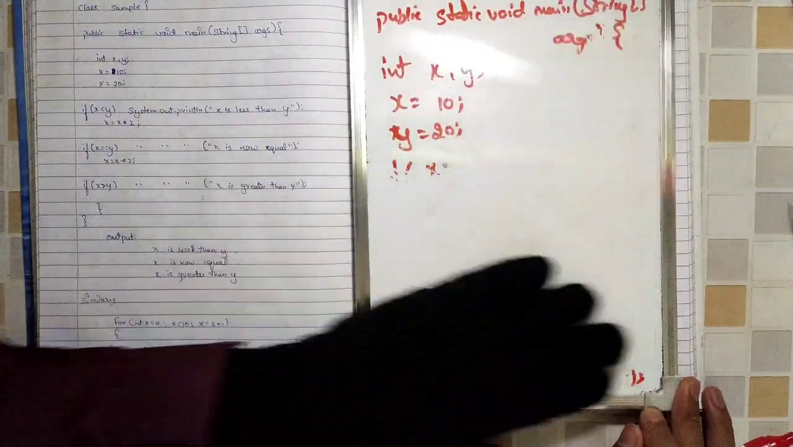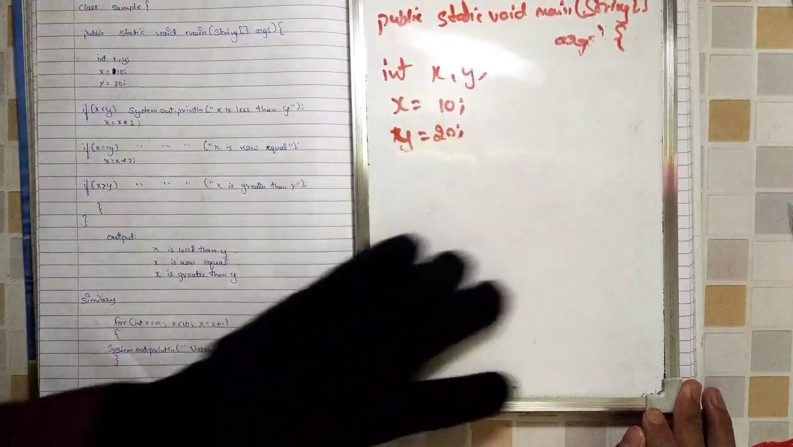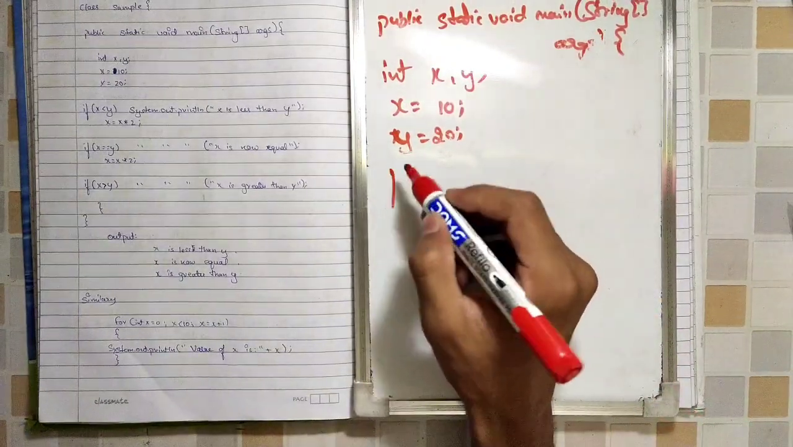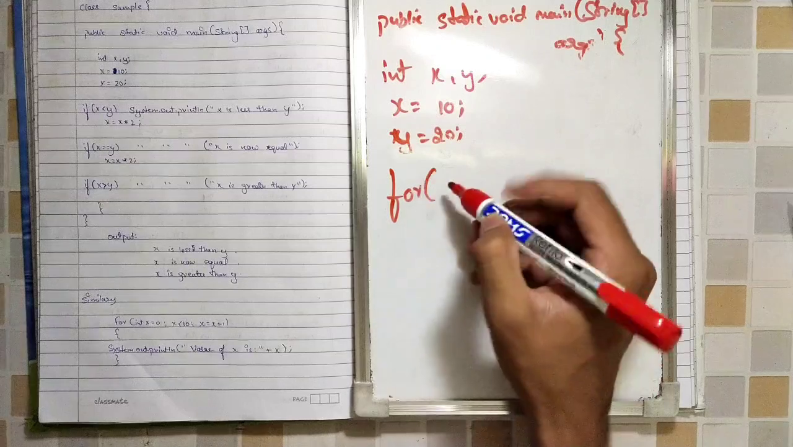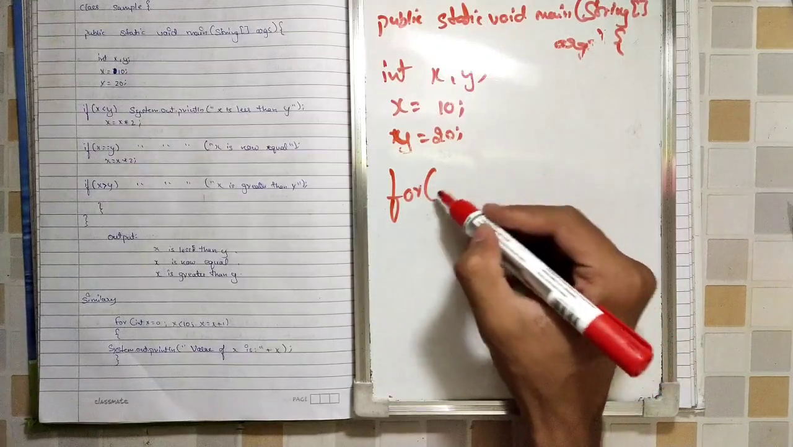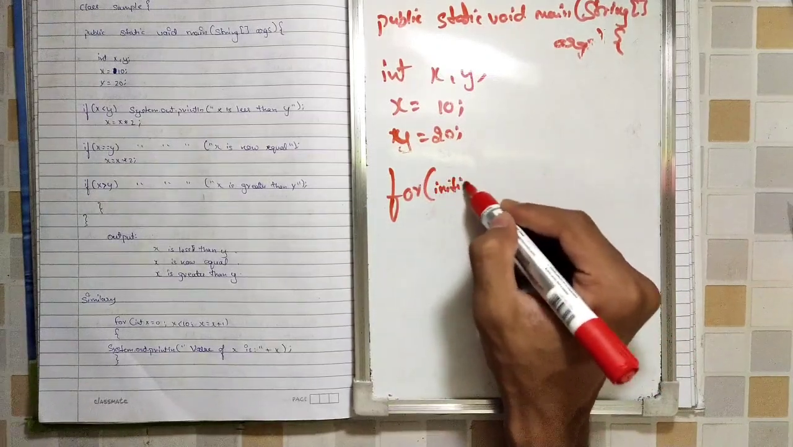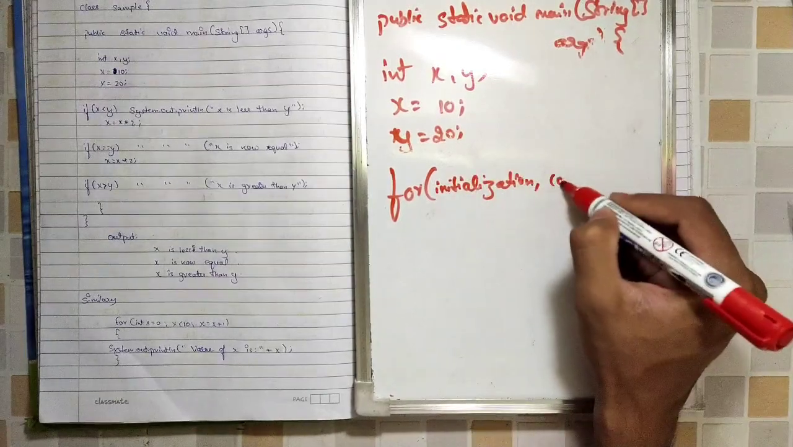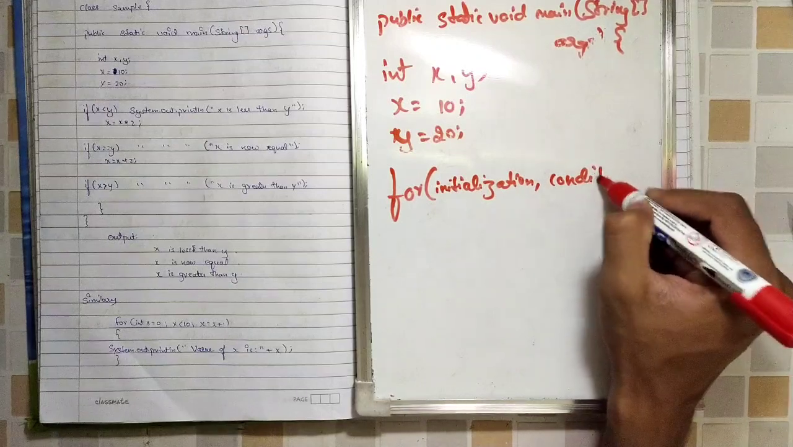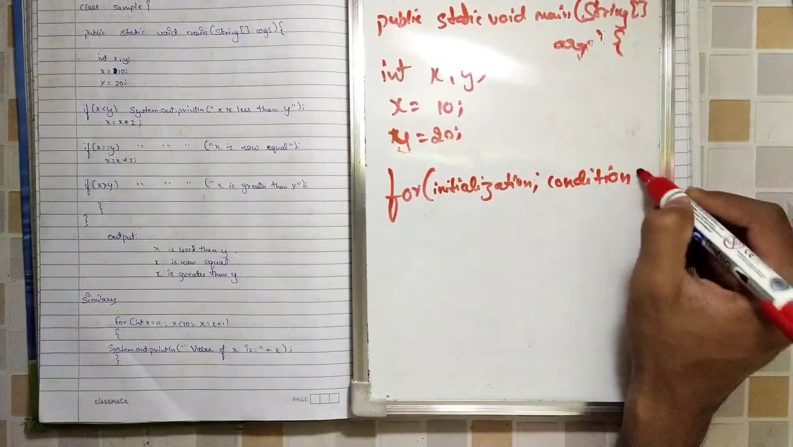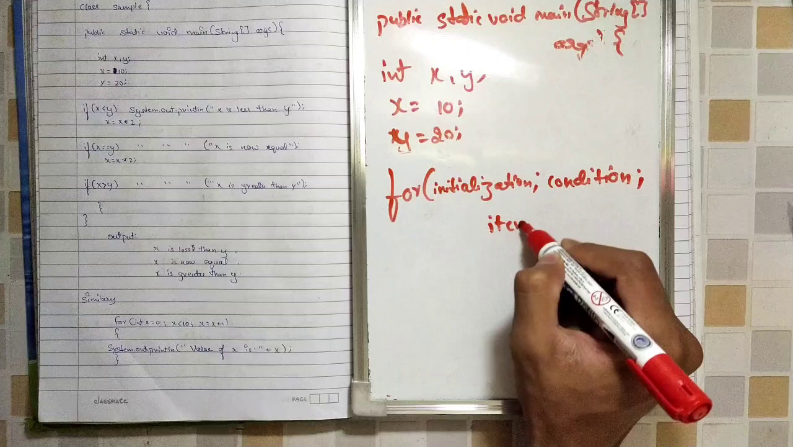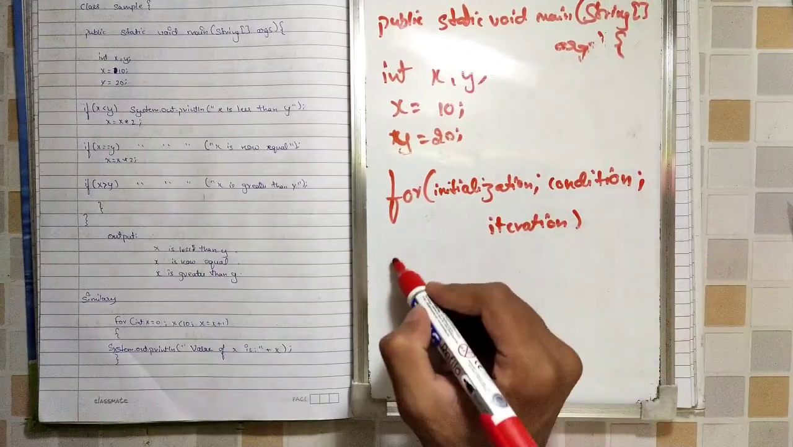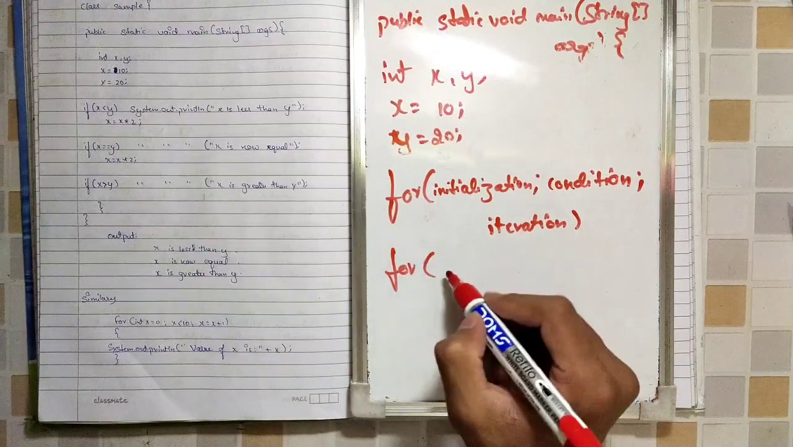Now let us see for loops. We have already seen what a for loop is. In a for loop, let me write the syntax first. For, here we will write initialization, then we have the condition, then we have the iteration. Okay, so let me write one example along with that.